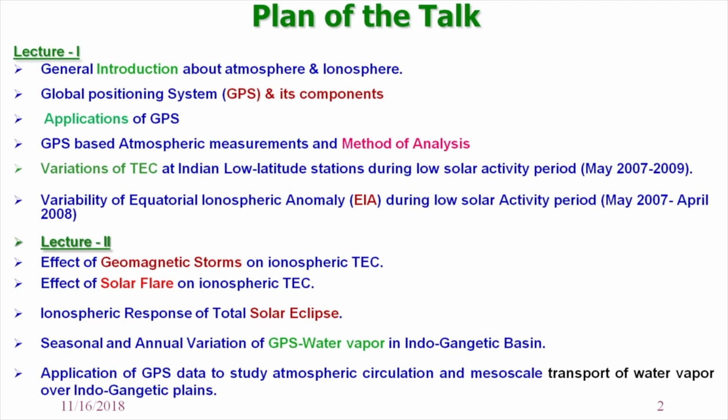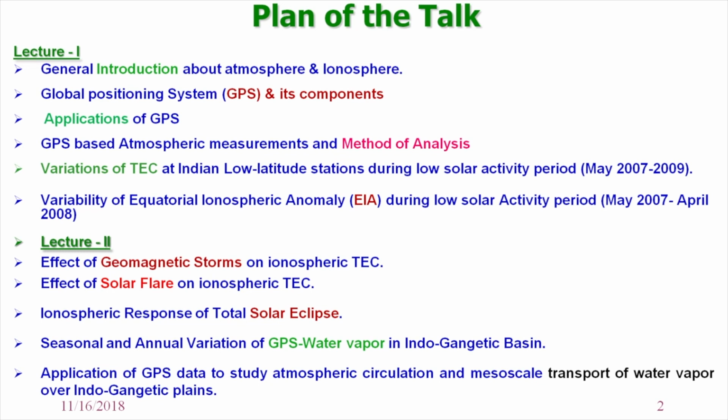So, the plan of my talk has lecture 1 and lecture 2. In lecture 1 I will discuss the introduction to the atmosphere and ionosphere. Then we will go deeply into the Global Positioning System and its components. We will discuss the applications of GPS, and how GPS is used for atmospheric measurement. What are the methods of analysis for GPS measurements? We will discuss some results, that is the variation of total electron content at Indian low latitude stations.